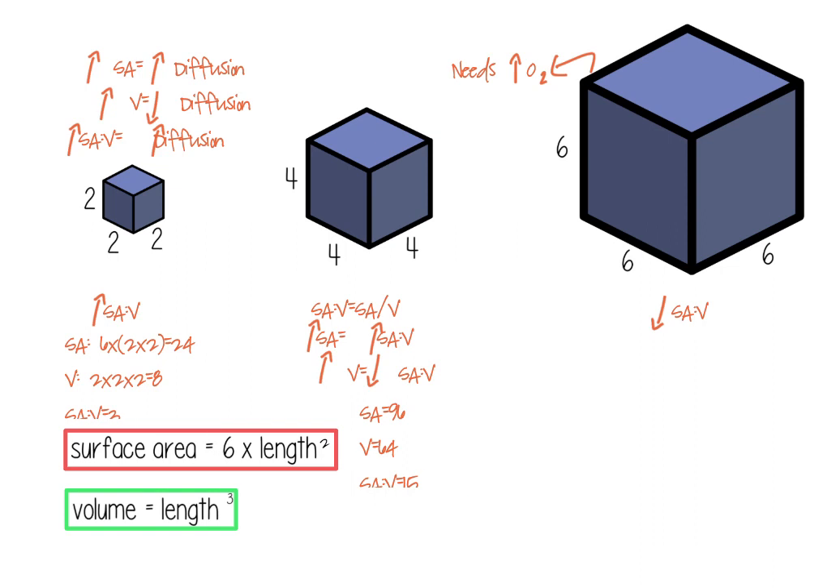Okay, now let's look at the biggest one. The surface area here would be 6 times 36, which gives us 216. And the volume is 6 cubed, which also gives us 216.